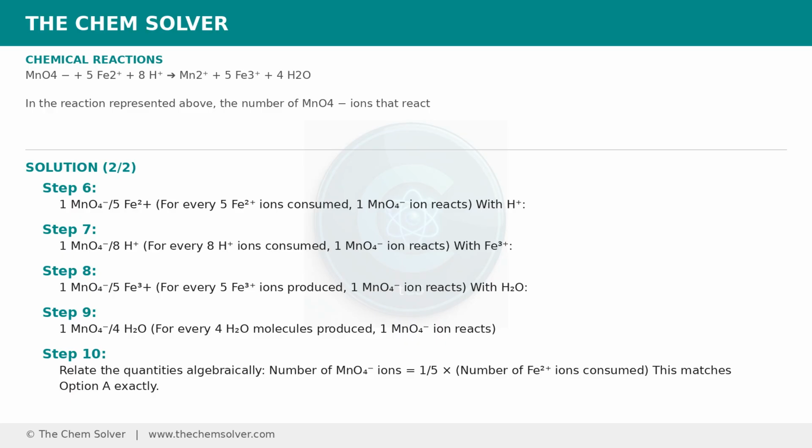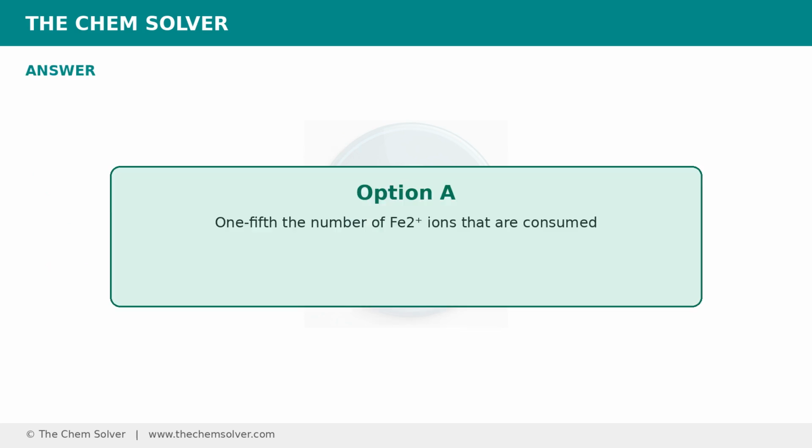Relate the quantities algebraically. Number of MnO4⁻ ions equals 1/5 times the number of Fe²⁺ ions consumed. This matches option A exactly. The correct answer is option A, 1/5 the number of Fe²⁺ ions that are consumed.